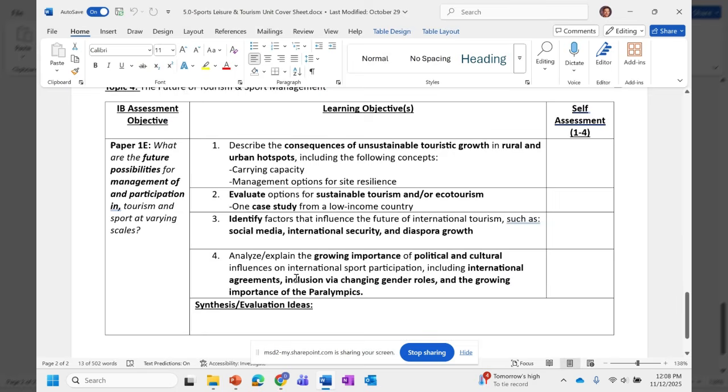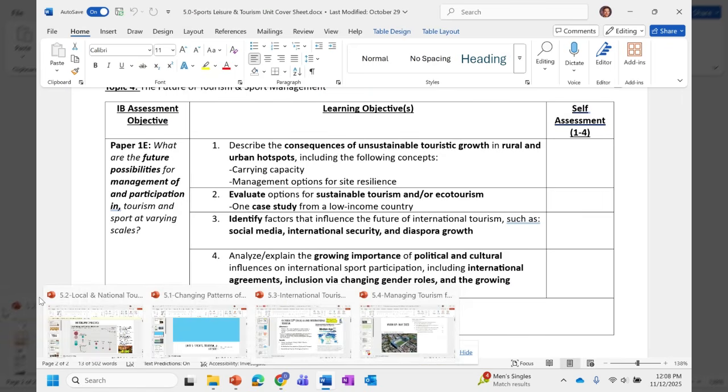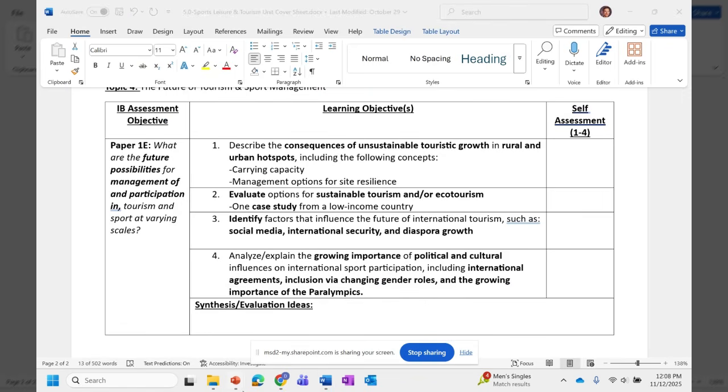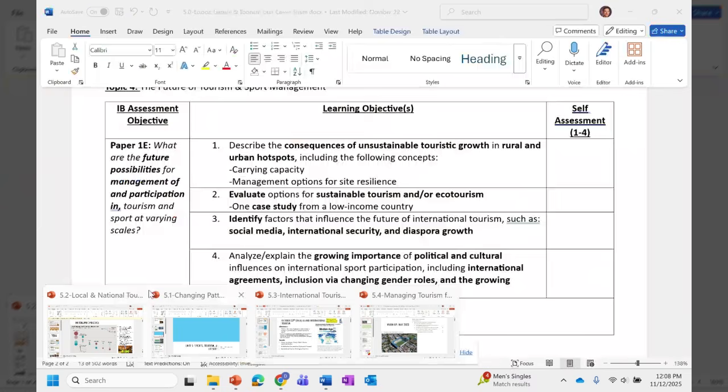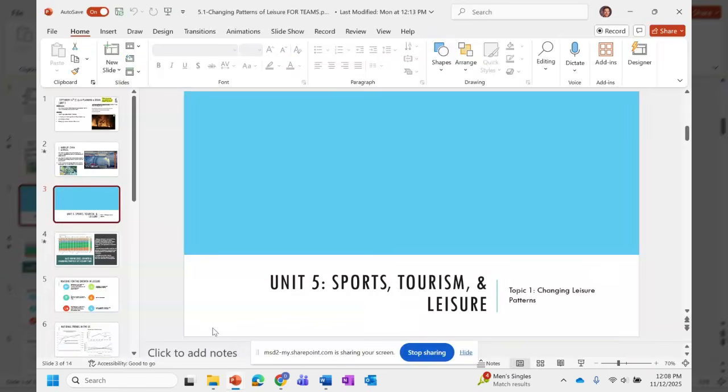And then future tourism management, which was several things. A couple of those were on your own assignments. So I'm going to run through the content that I have, but don't forget, everything is in the pink packet.